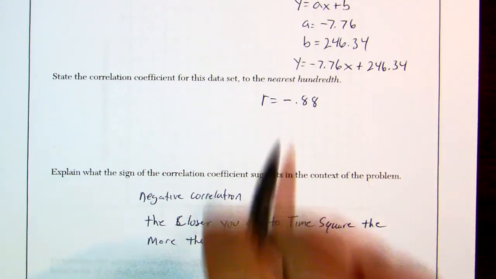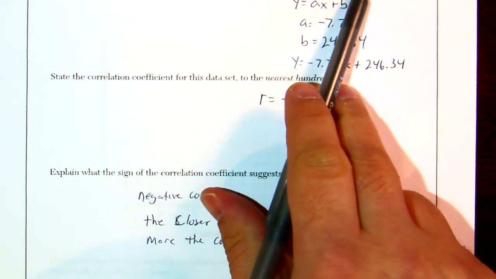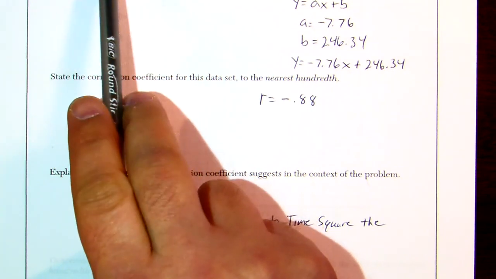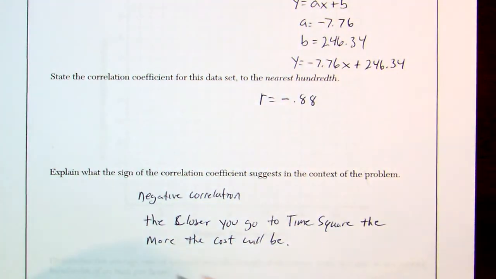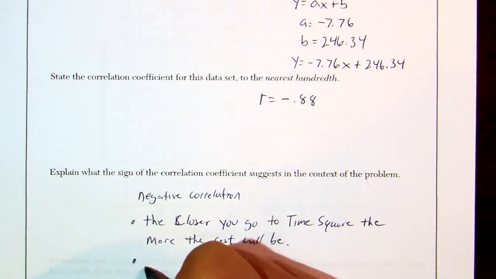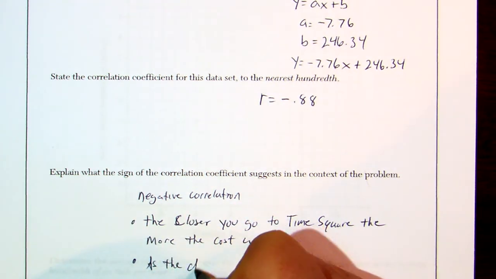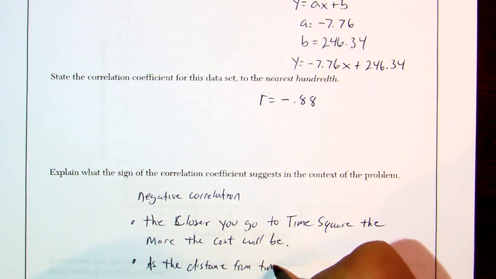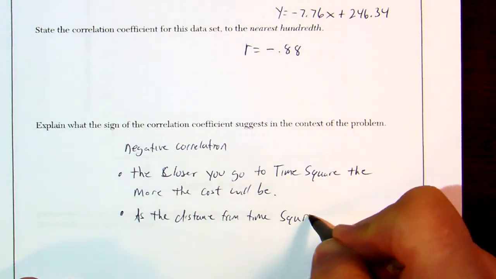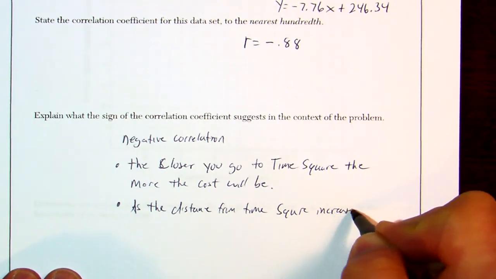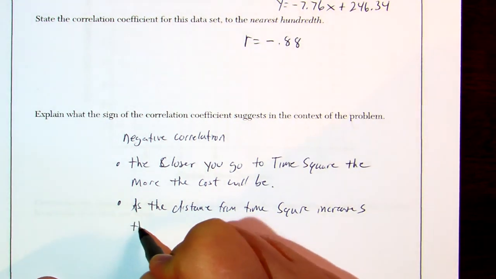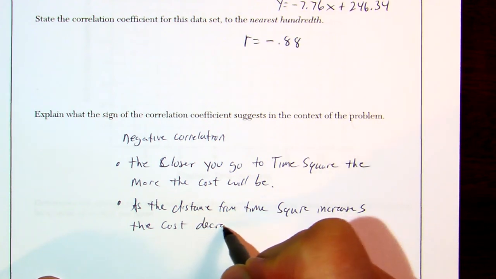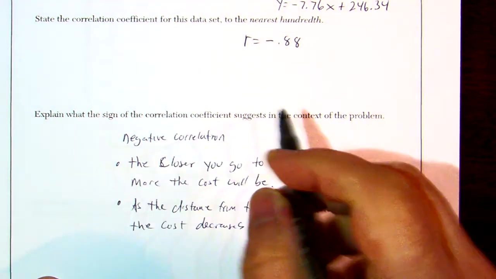And then obviously the further you go, the less it will be. So as your distance goes up, your cost goes down. You can even write that one if you want. As the distance from Times Square increases, the cost decreases. Okay, either one. You don't have to put them both.